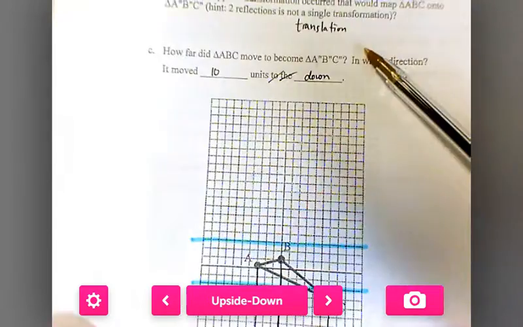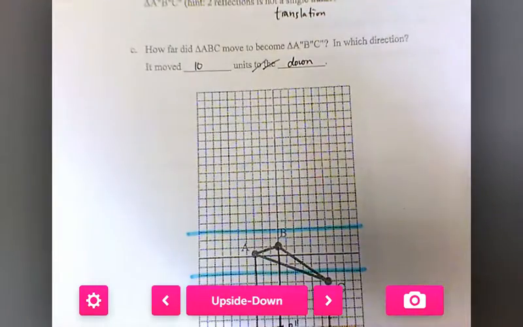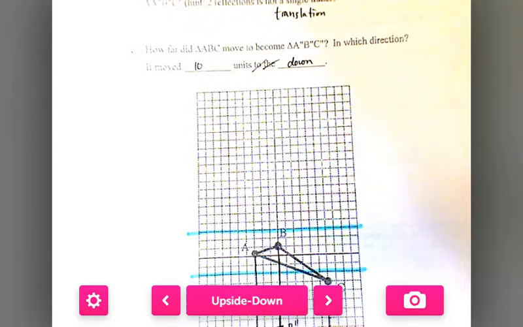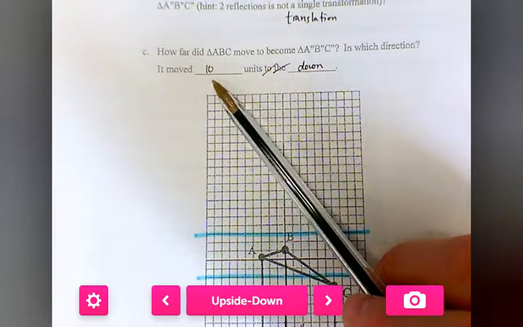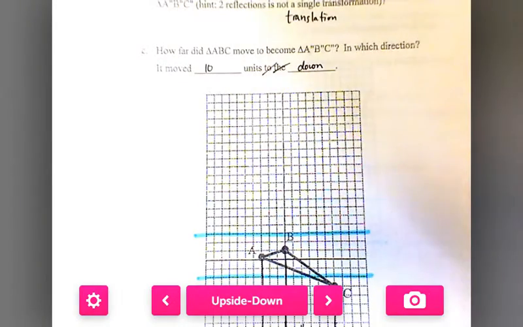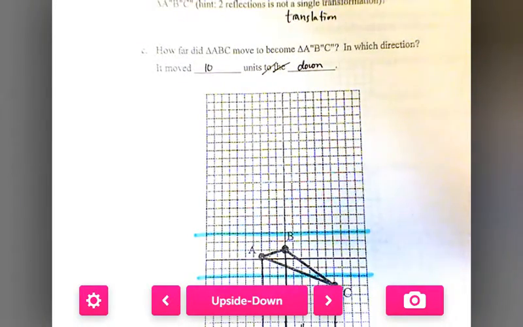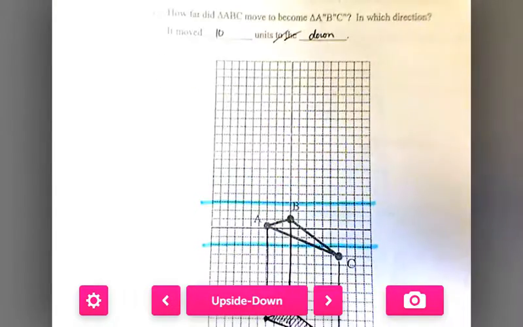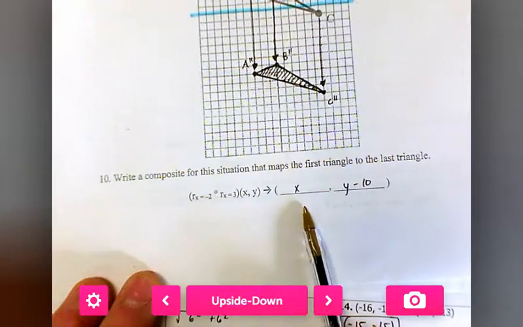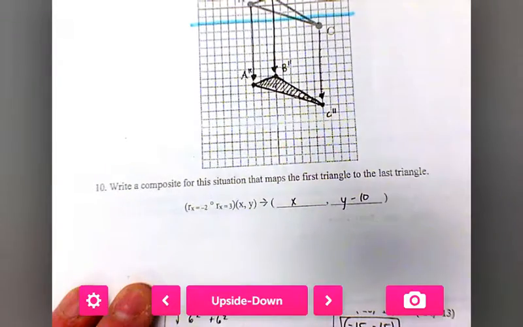Okay? So it should have been, for C, how far did ABC move to become A double prime, B double prime, C double prime? I said it moved 10 units to the down. Which, the to the down, that was a typing error, but it's still fun to say. You know, to the down or to the up. Okay, and so your formula should have been x comma y minus 10.